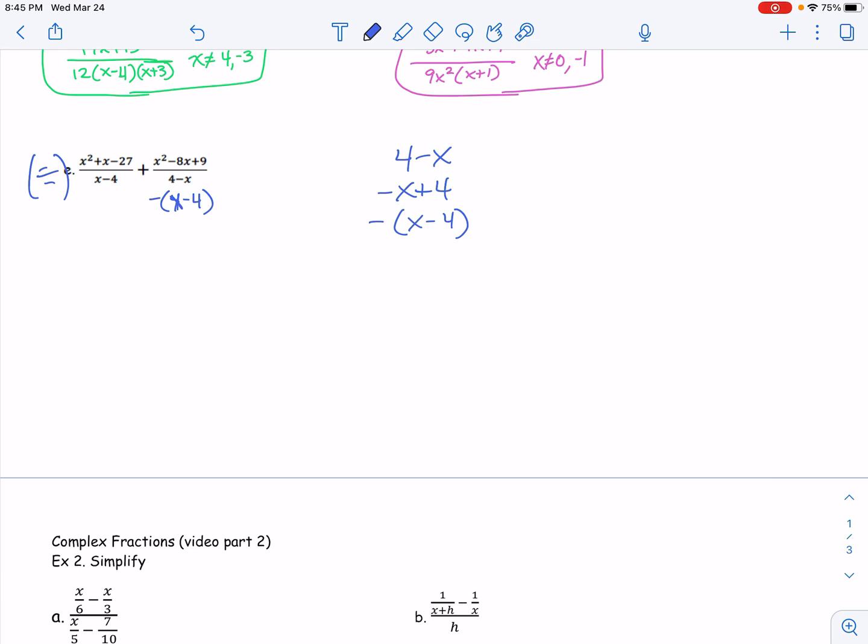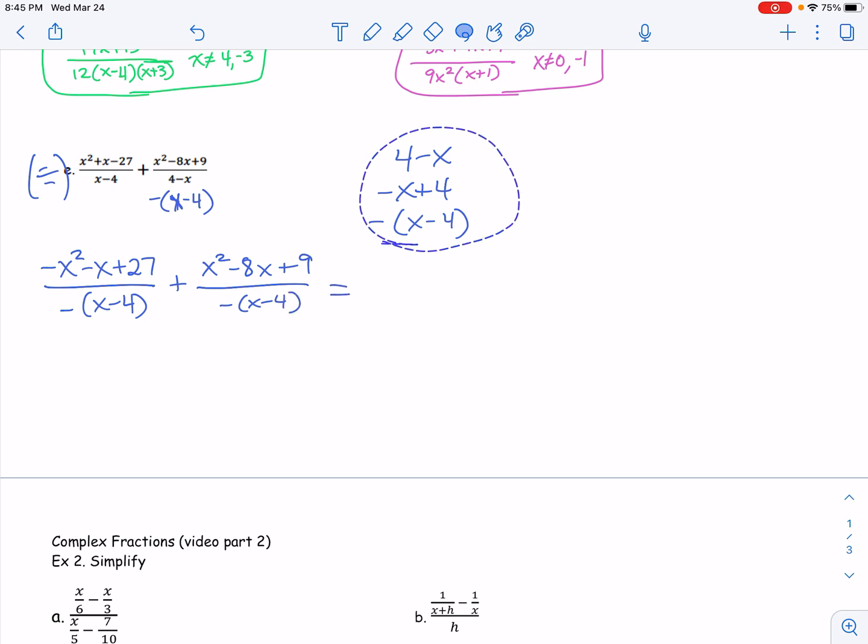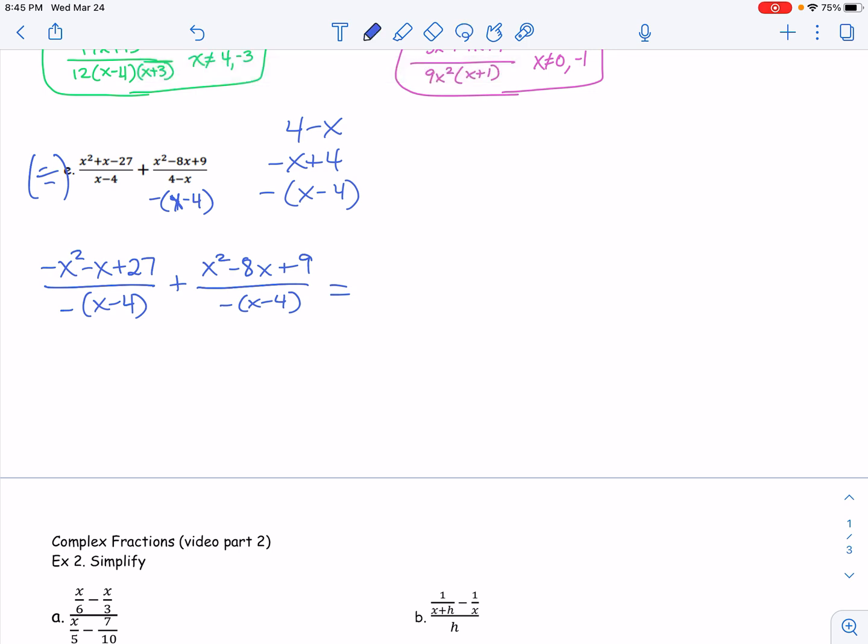And then that'll get me a negative x squared minus x plus 27 over negative x minus 4, plus same thing, x squared minus 8x plus 9 over that negative x minus 4. Now I can combine those numerators because the denominators are the same. So I have negative x squared and x squared cancels out. Negative x and negative 8x is negative 9x. 27 plus 9 is 36 over negative x minus 4.